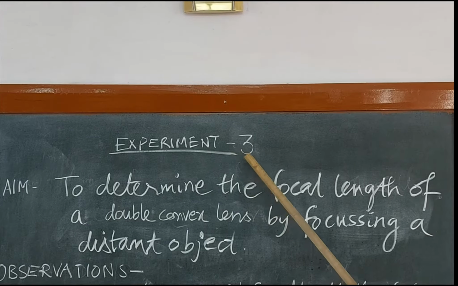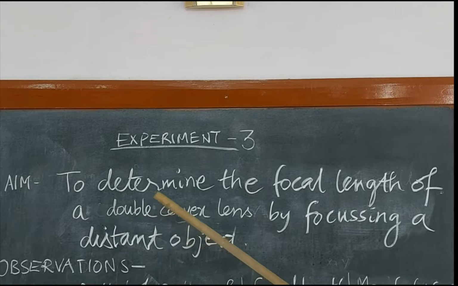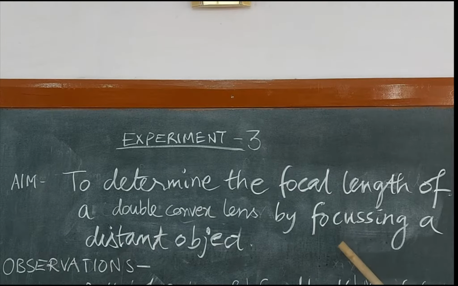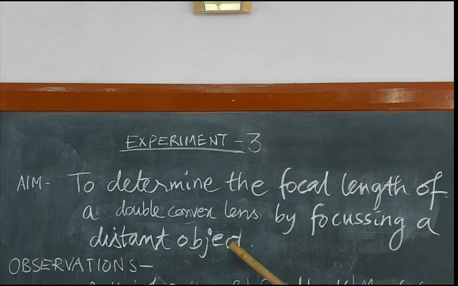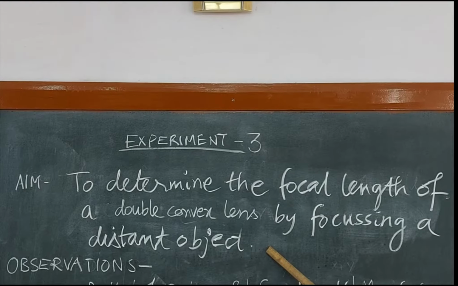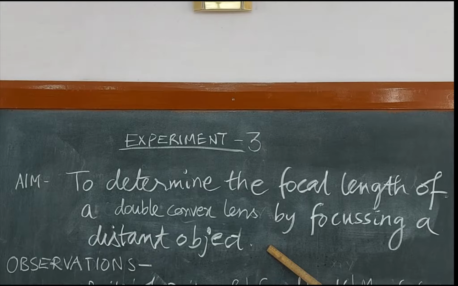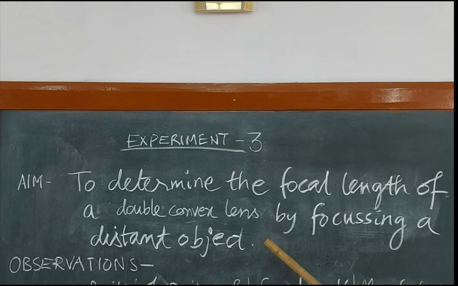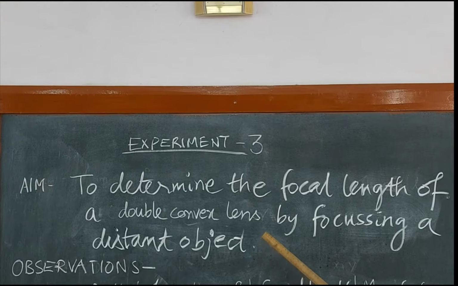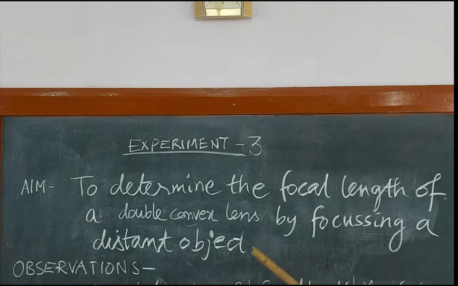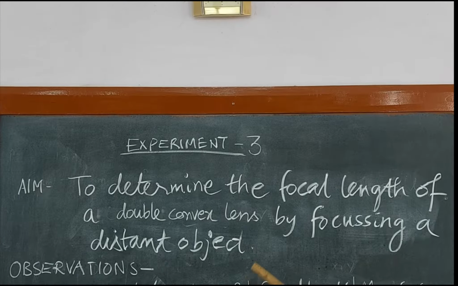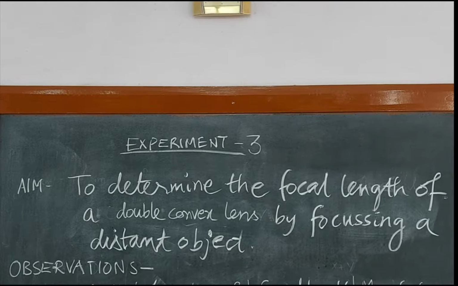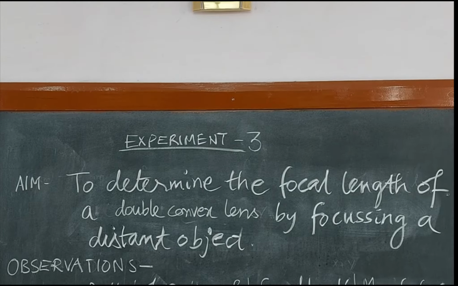The third experiment of 10th class is to determine the focal length of a double convex lens by focusing a distant object, that is, an object at infinity. Rays coming from infinity are parallel, and when they are refracted through the lens, they form an image at the focus. So we can measure the distance between the lens and the image, and we get the focal length of the double convex lens.